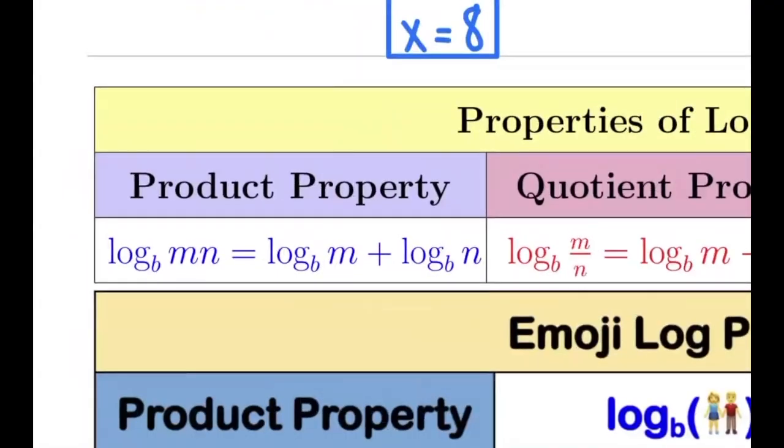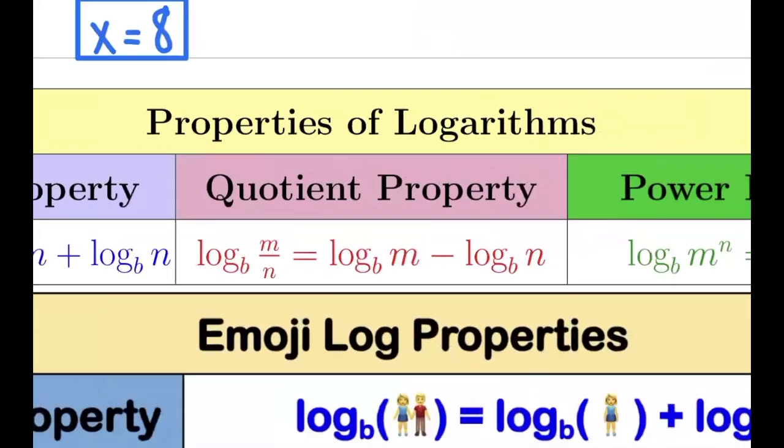So the product property of logarithms says that if you have the logarithm of a product, so log base b of m times n, that equals the sum of the logarithms. That equals log base b of m plus log base b of n. And the next property is the quotient property of logarithms. So this says that if you have log base b of m divided by n, that equals the difference of the logarithms. This equals log base b of m minus log base b of n.